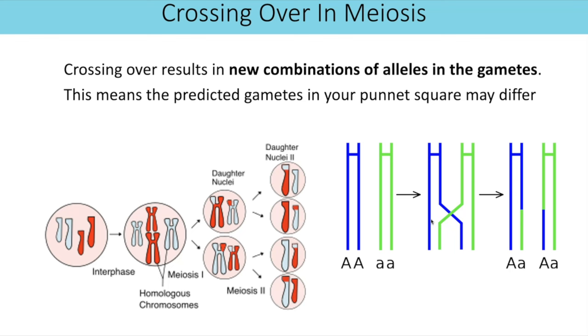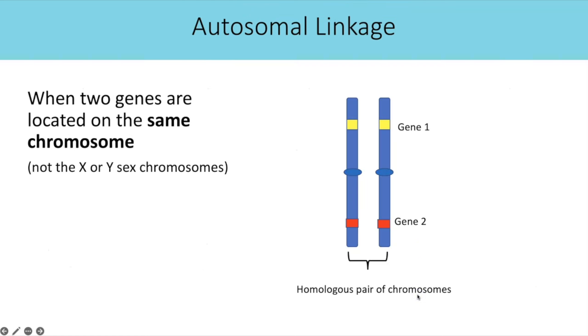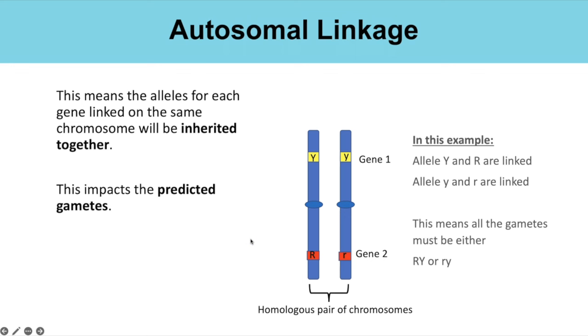And this links back to what we said right at the start of the video. Crossing over introduces new possible combinations of alleles in the gametes, and therefore we don't get what we expected from our Punnett square. I'm going to come back to that concept once we've gone through autosomal linkage. And we said autosomal linkage is when 2 different genes are on the same non-sex chromosome. So we can see here a homologous pair of chromosomes, gene 1 and gene 2 are on the same chromosome, so they are linked autosomally.